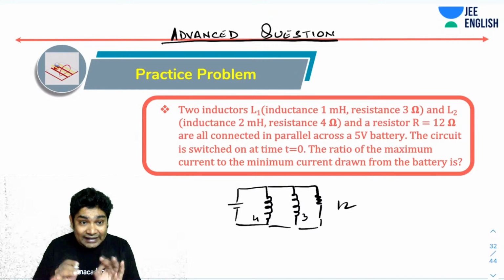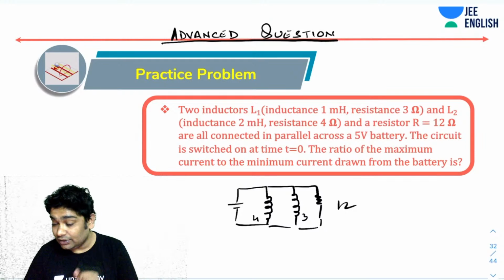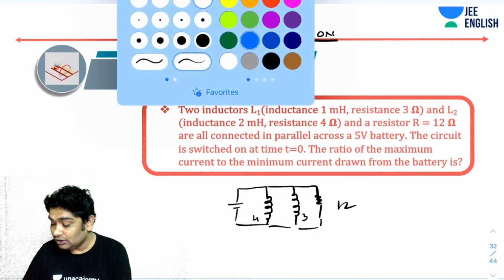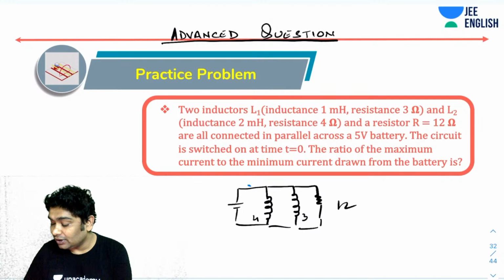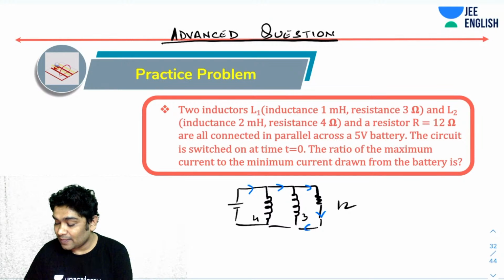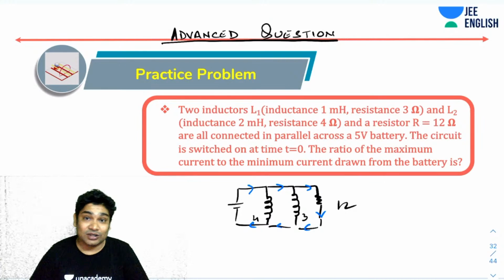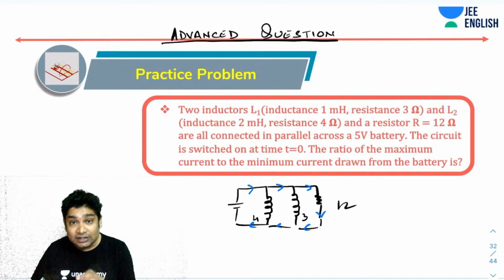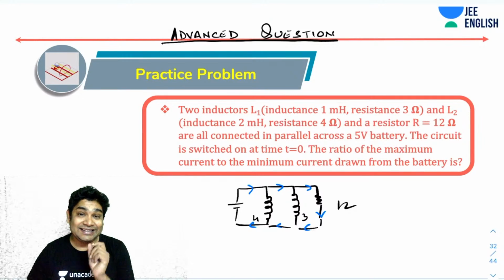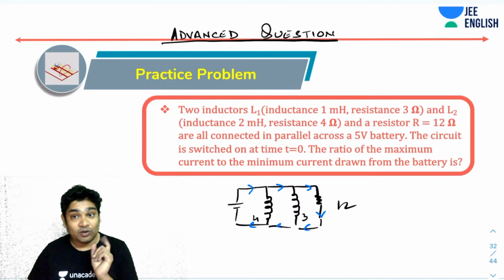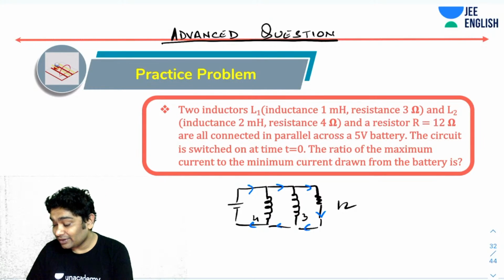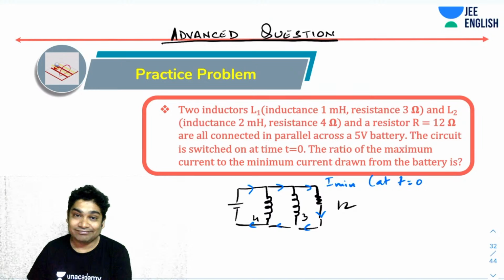So at t equals 0, what will be the situation? At t equals 0, you will realize there will be current flowing through here and here. All the current flowing would go like this, right? Through the inductors at t equals 0, there can be no current passing. This will be I minimum. Why? Because at this stage, the resistance of the circuit will be the highest. So this is I min at t equals 0.